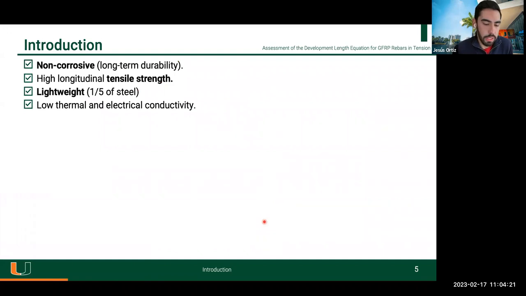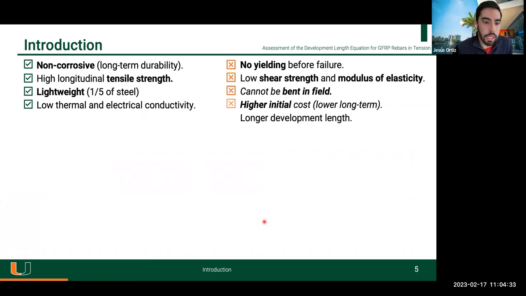So what are the advantages of this new material? First, it is a non-corrosive material, so it has long-term durability compared to steel. It has a high longitudinal tensile strength. If you think of a steel rebar, it has a yield strength of about 60 KSI, and a GFRP bar could have a strength of up to around 200 KSI. Also, it's lightweight, around 1/5 of the steel weight. Low thermal and electrical conductivity for certain applications, but it also has some drawbacks.